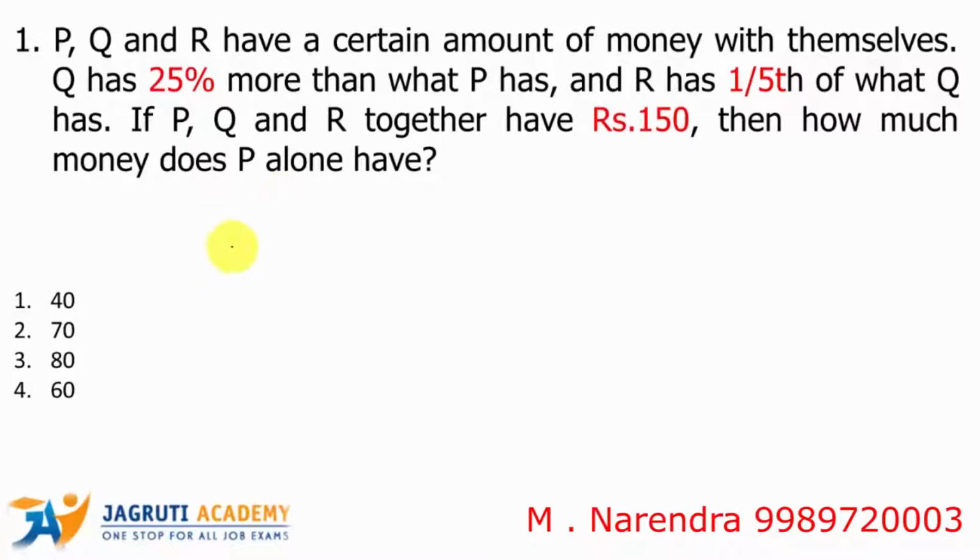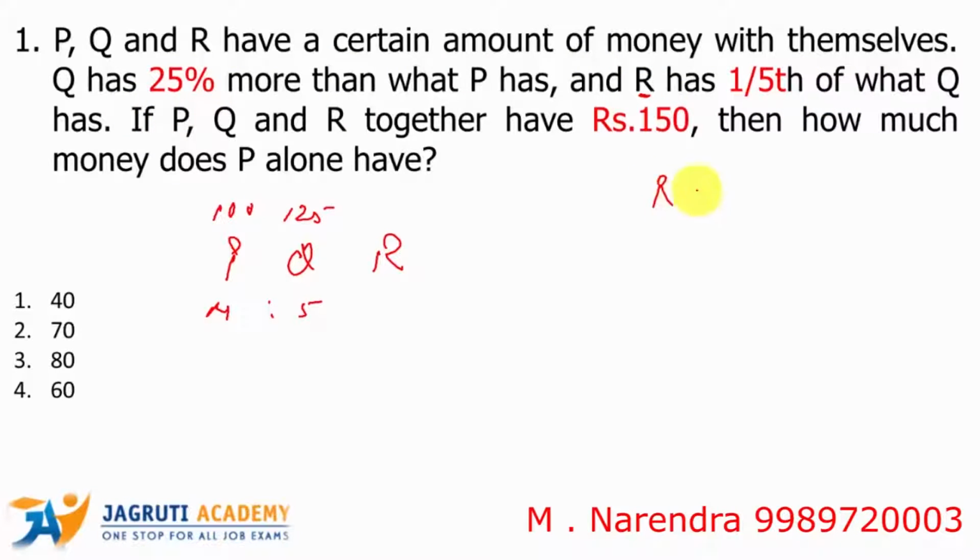So let's write down here P, Q and R, and the first statement, Q has 25% more than P. So Q has 25% more. So if P has 100, Q has 125. So the ratio of this is 4:5. With 25 it gets cancelled 4 times and this 5 times. So it's 4:5. And the other one, R has 1/5 of what Q has.